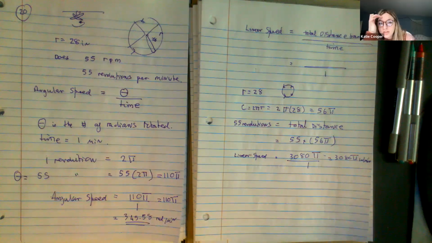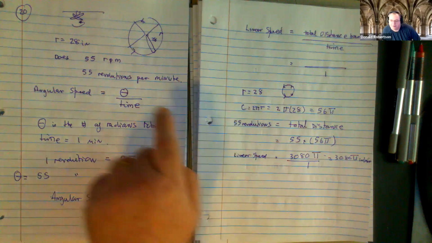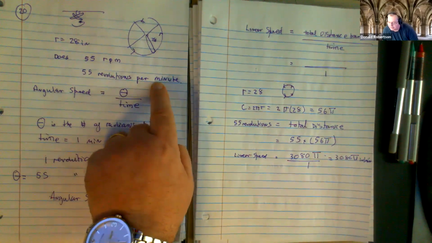Yeah, so how did you figure out the revolutions? They told us in the question that it was going to be 55 revolutions. I mean, it'll change each time.